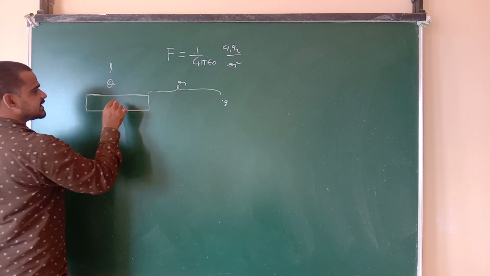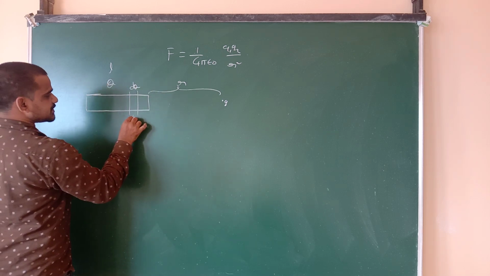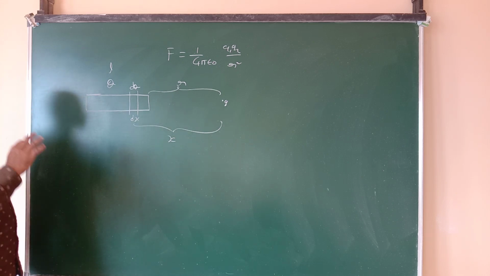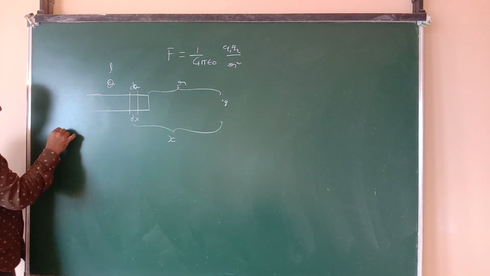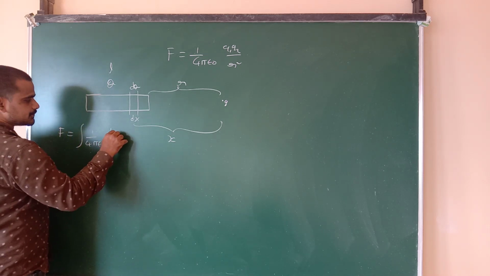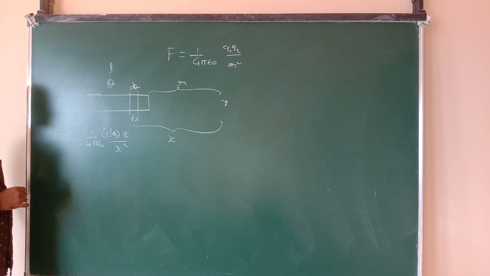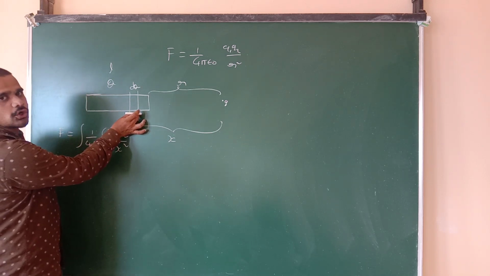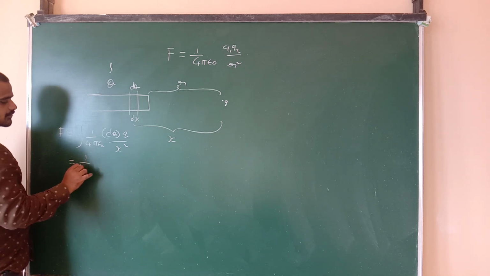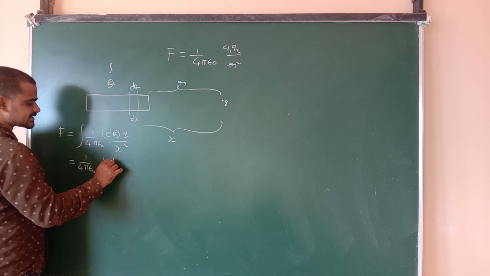In this, take a small charge dq of length dx. Take x distance, apply it, integrate, same as we did in gravitation. The force F is equal to 1 by 4 pi epsilon naught dq q by x square. This is a very small charge I am considering in this distributed charge, and a charge q. And dq I can write as lambda into dx.